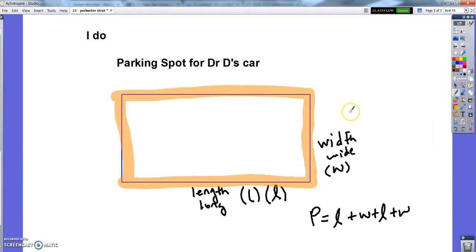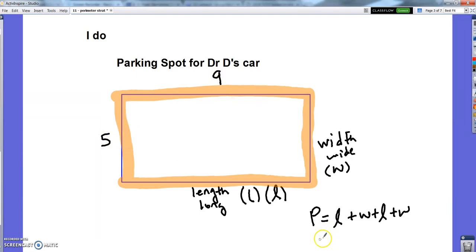And so then if I know the length and the width, so in this case it was 9 and 5, I can just say, well, then the perimeter is just adding those up. It's 9 plus 5 plus 9 plus 5. And that's how I would calculate my perimeter.